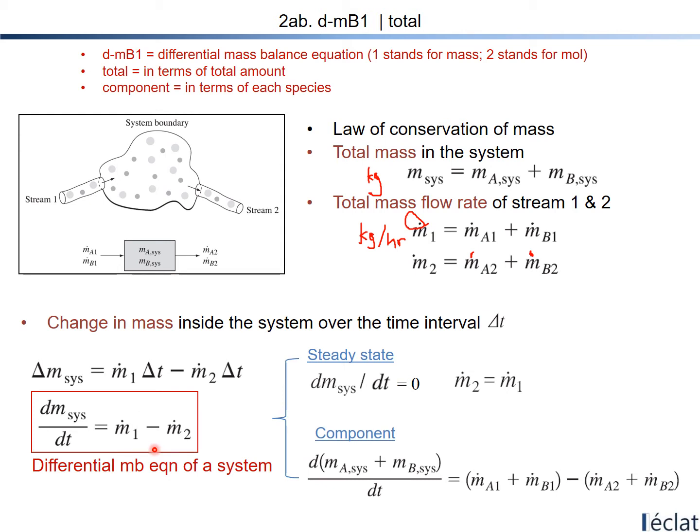And then let me split the total mass version of the material balance equation into the component version of the mass balance equation. The total mass inside the system can be split into component A and component B. Also, the total mass flow rate of input is split into component A and component B, minus output. In the same way, the total output is split into component A and component B.